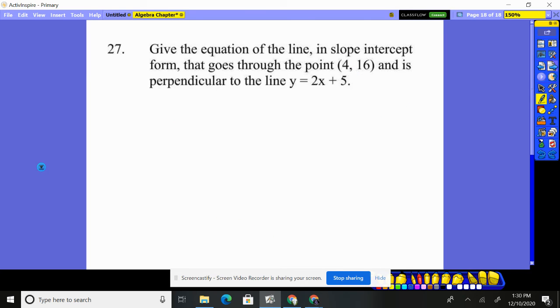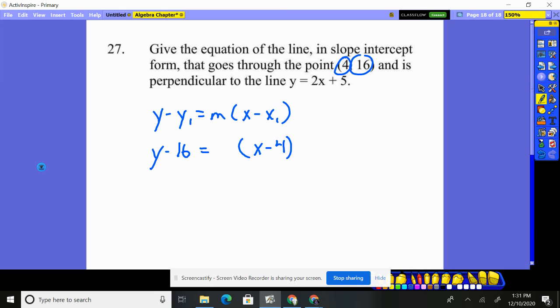And our final problem. Give the equation of the line. y minus, as always. All I have to look for is the slope. I already have my x sub 1, y sub 1. I'm just going to go ahead and put them in there. y sub 1 is a 16. x minus my x sub 1 is a 4. All I got to look for is my slope.